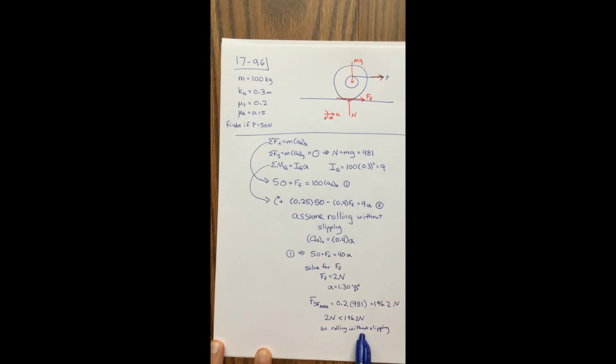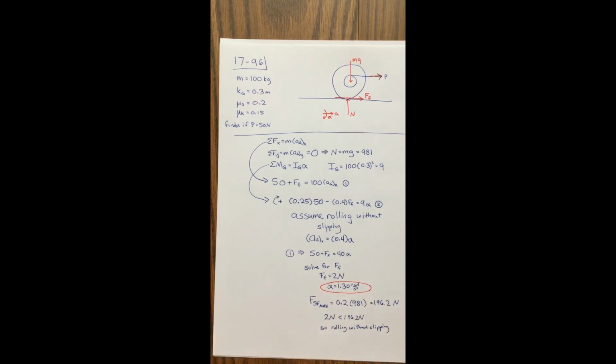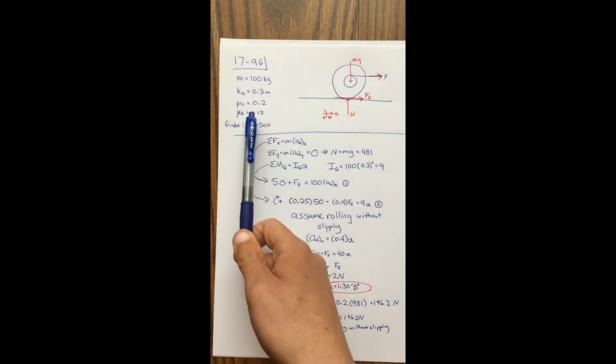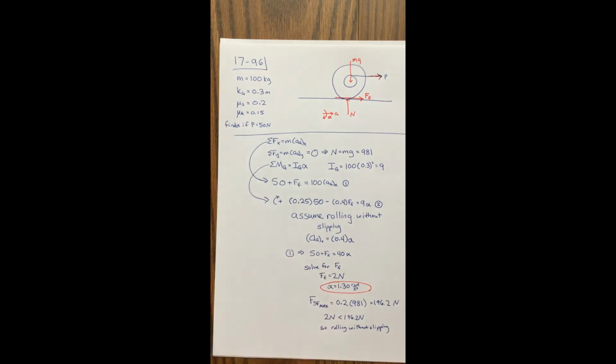Okay, and so because it's rolling without slipping, the angular acceleration is 1.3 radians per second squared. And if it was not rolling without slipping, then we would have kinetic friction instead of static friction, and you can find the force of kinetic friction by doing coefficient of kinetic friction times normal force. That concludes problem 96.